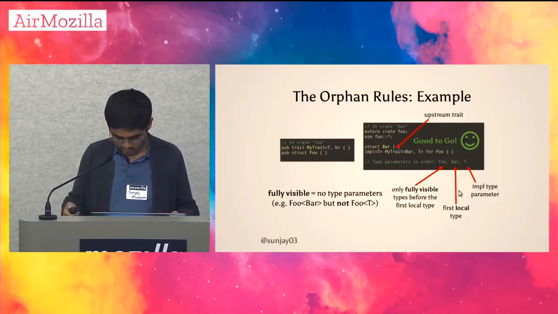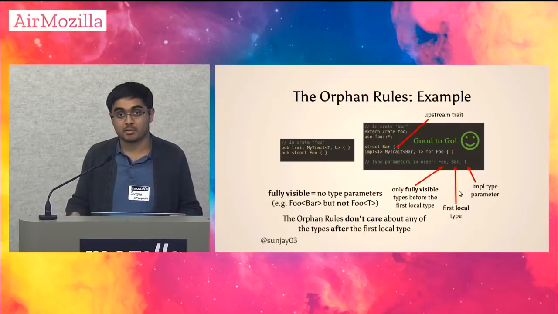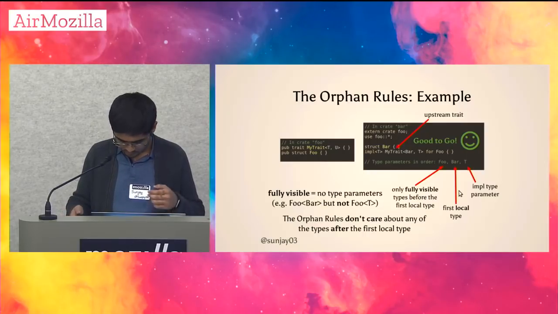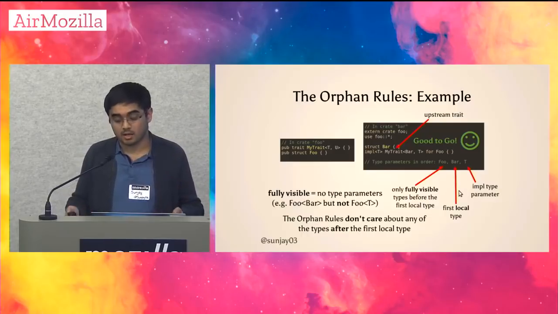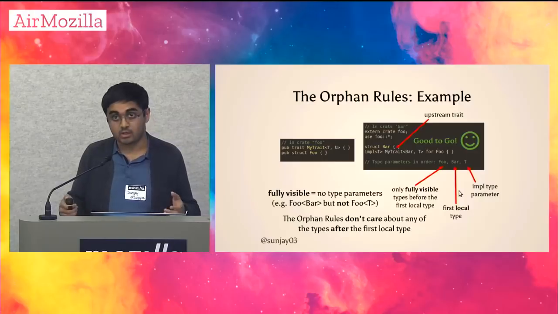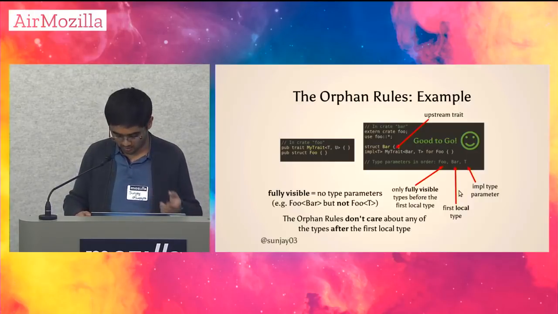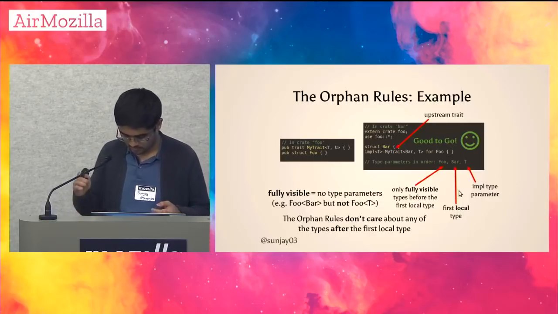One important observation here is that any types after the first local type don't actually matter at all, according to the orphan rules. That means that we can put any type after bar at all, including type parameters, even though we weren't allowed to include those before bar in the order of the type parameters.